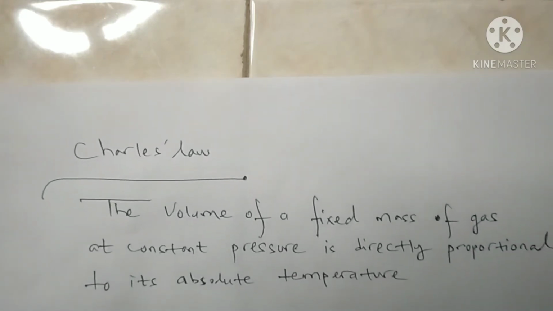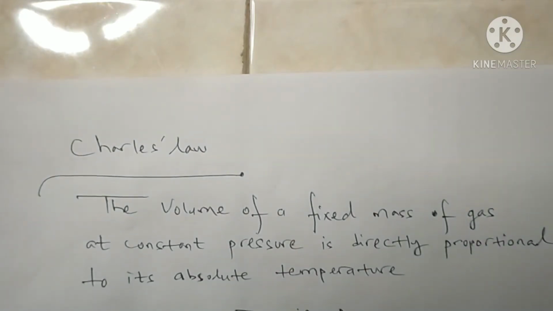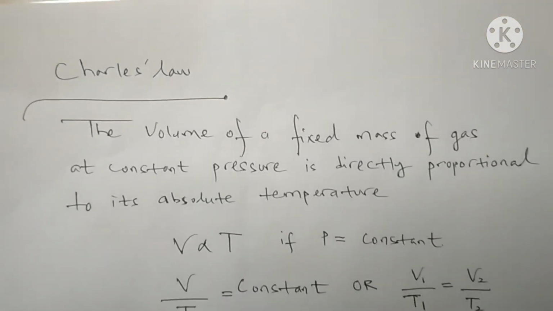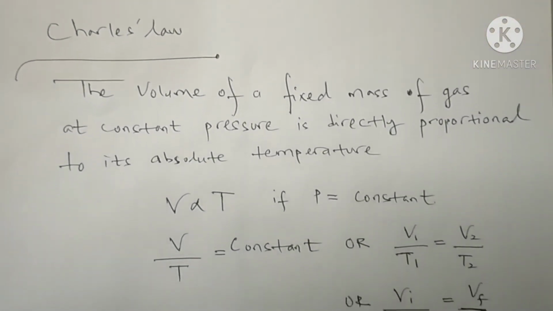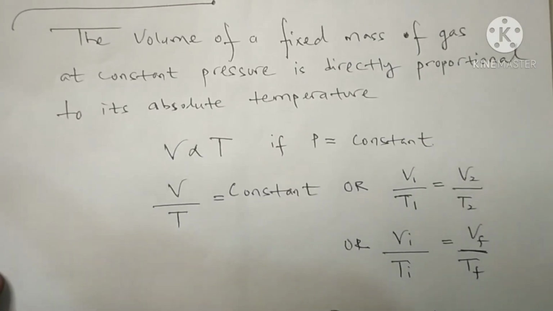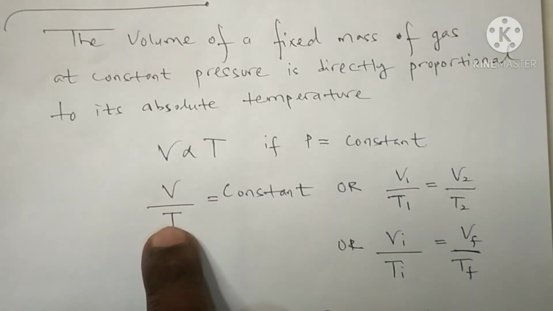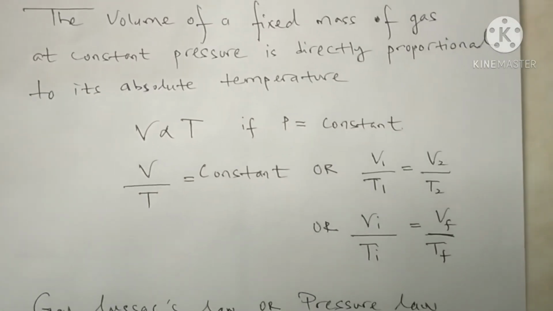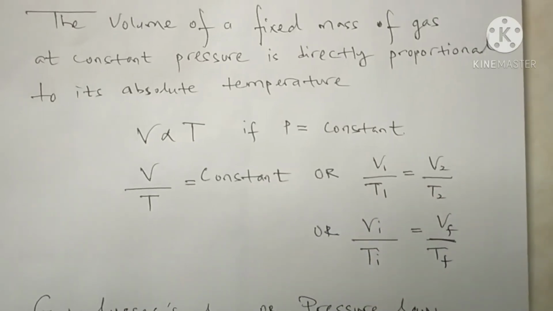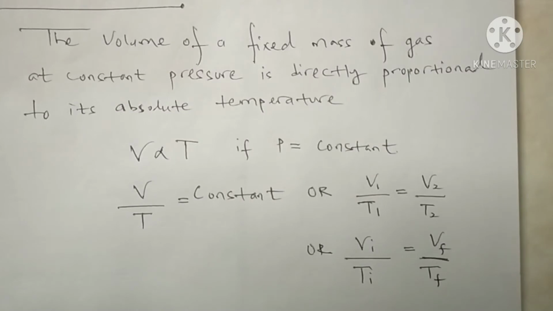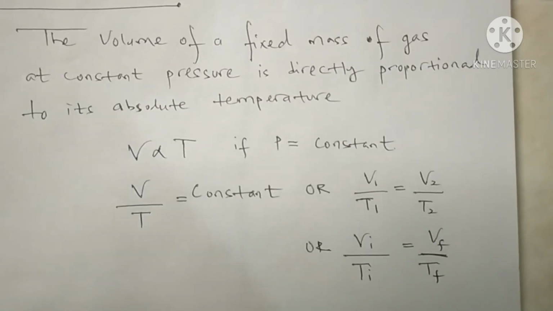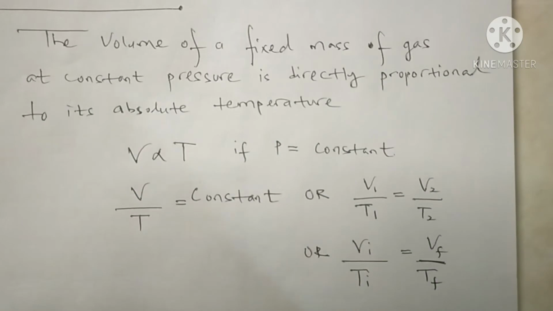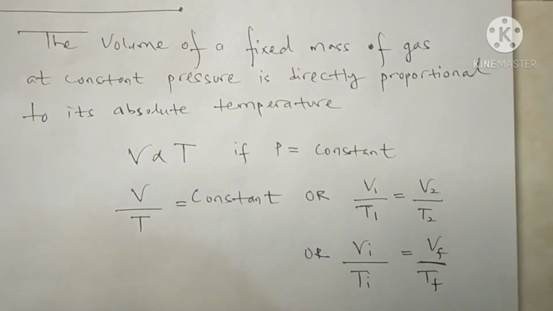How about Charles' law? The volume of a fixed mass of gas at constant pressure is directly proportional to its absolute temperature. V and T in the reciprocal shape. So V over T equals constant. Mathematically, V1 over T1 equals V2 over T2, or V initial over T initial equals V final over T final. V is volume and T is absolute temperature.